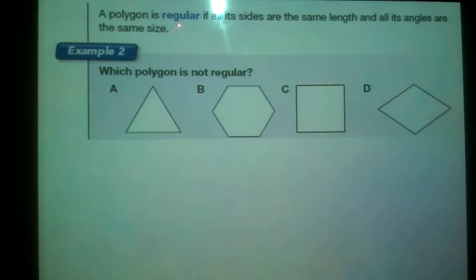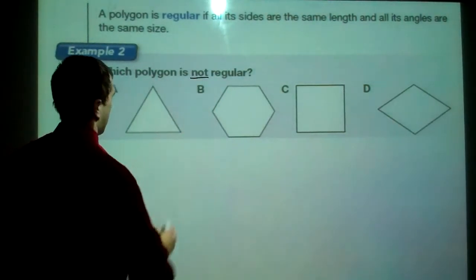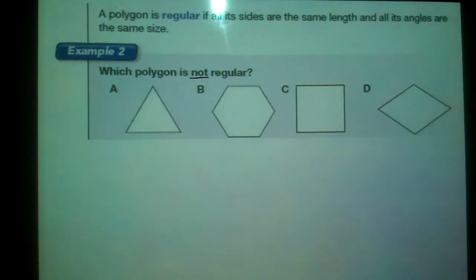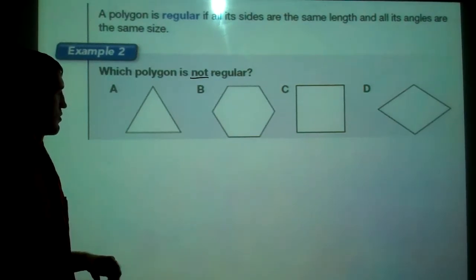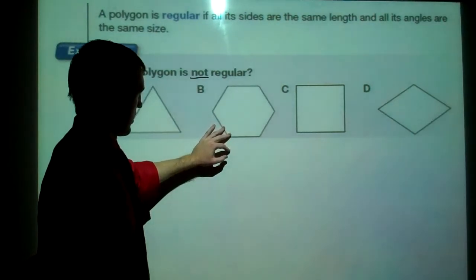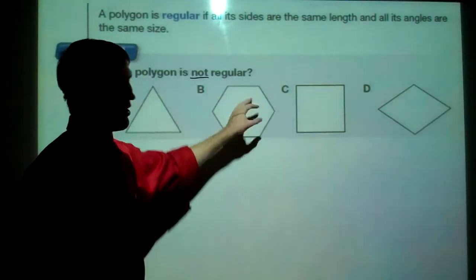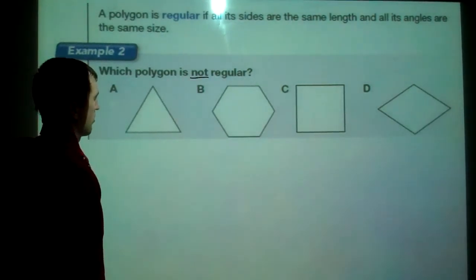Now, a polygon is regular if all its sides are the same length and all its angles are the same size. So this one says, which polygon is not regular? And we have to say, which one appears to not be regular? I was getting a lot of B for an answer because they weren't sure if these angles were all equal. They do happen to be, and all the sides are the same length.